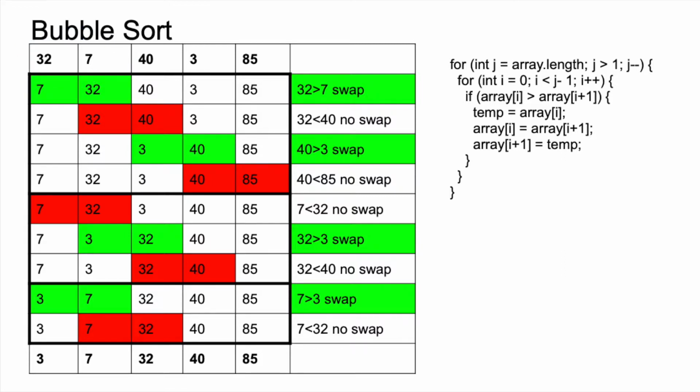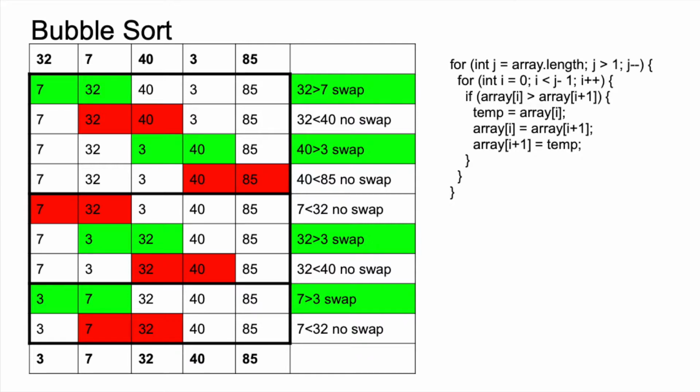swapped. Next, 32 is compared with 40, where 32 is not greater and therefore there is no swap. Then 3 is compared with 40, where 40 is greater, so the two elements are swapped. Lastly, 85 is compared with 40, where 40 is not greater and therefore there is no swap. 85 is now in the sorted position, and the first of the outer loops is complete.